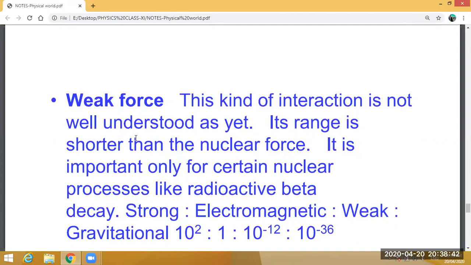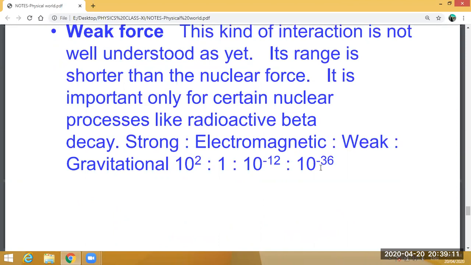There is another kind of force. Nuclear force is further subdivided into two categories: weak nuclear force and strong nuclear force. The force that exists within the nucleus is called the strong nuclear force. But within subatomic particles like neutron and proton, another kind of force also acts, called the weak nuclear force. It is important only for certain nuclear processes like radioactive beta decay.